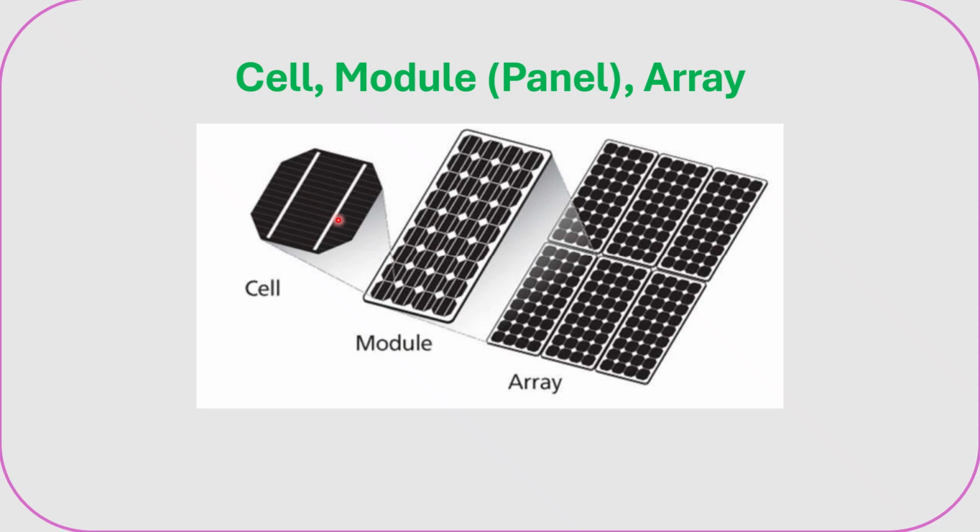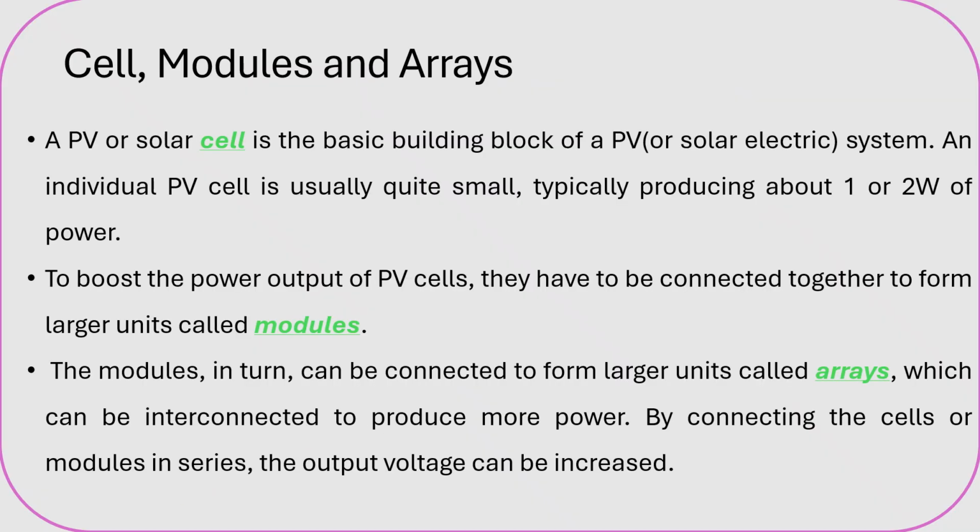A cell has only one simple structure, and if we have more cells, collective cells form a module, and collective modules form the array. Now let us understand what cells, modules, and arrays are for. Very simple. A photovoltaic cell or a solar cell is the basic building block of a solar system or a photovoltaic system. This individual cell is small and typically produces only 1 or 2 watts of power.